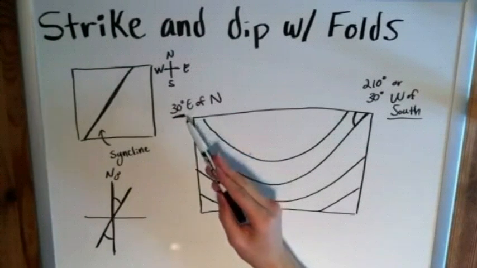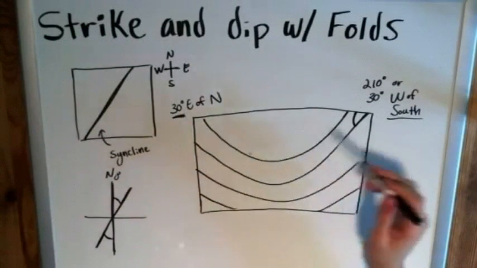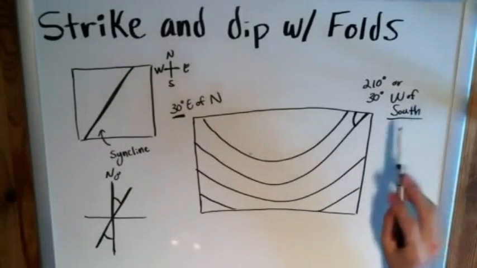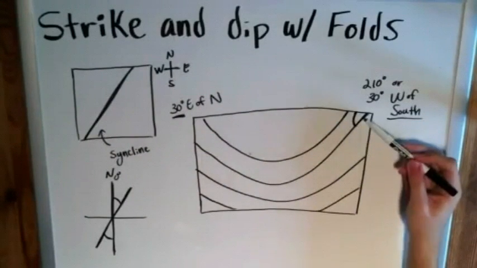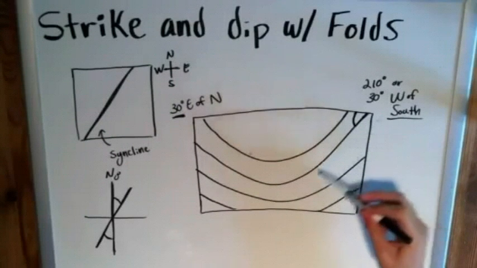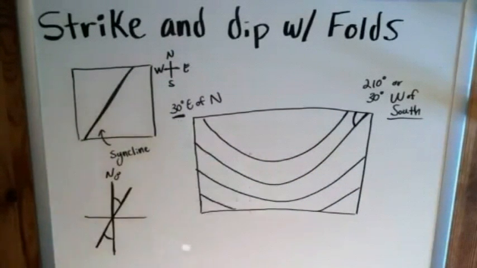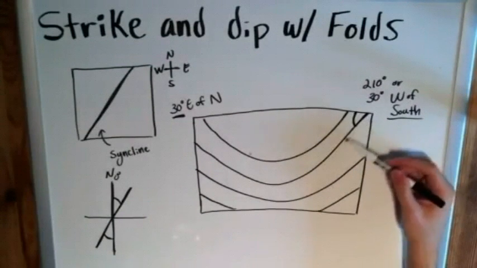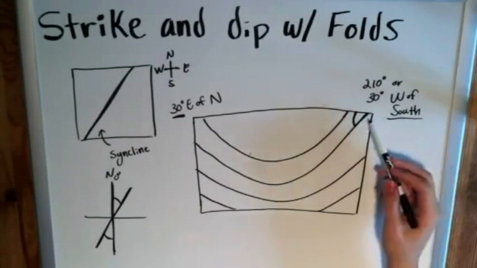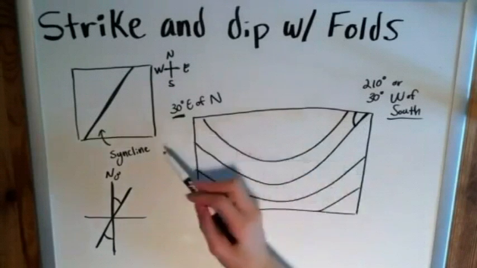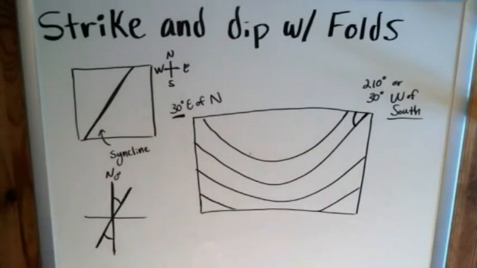So when we look at this, we say, okay, 30 degrees east of north, and 30 degrees west of south. Which way is it dipping? Well, it's going in this direction, which means it is dipping towards 30 degrees east of north. So just take away the vertical component of this line, and you'll be left with a horizontal component that is going in this direction. Therefore, we say that the direction of dip is towards 30 degrees.